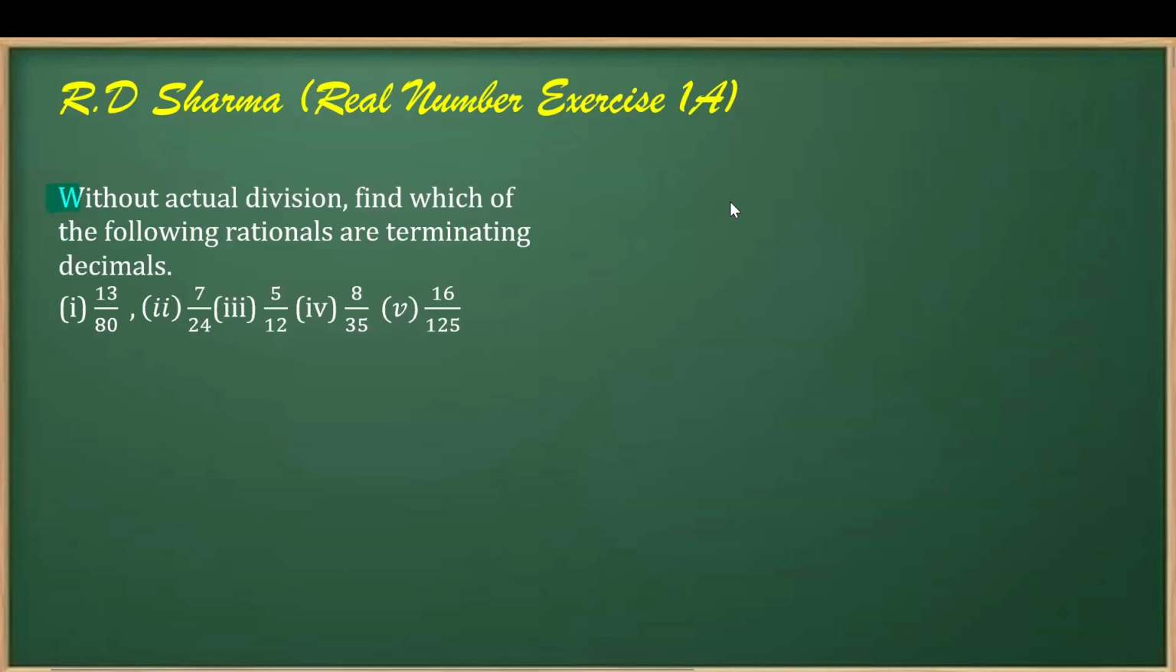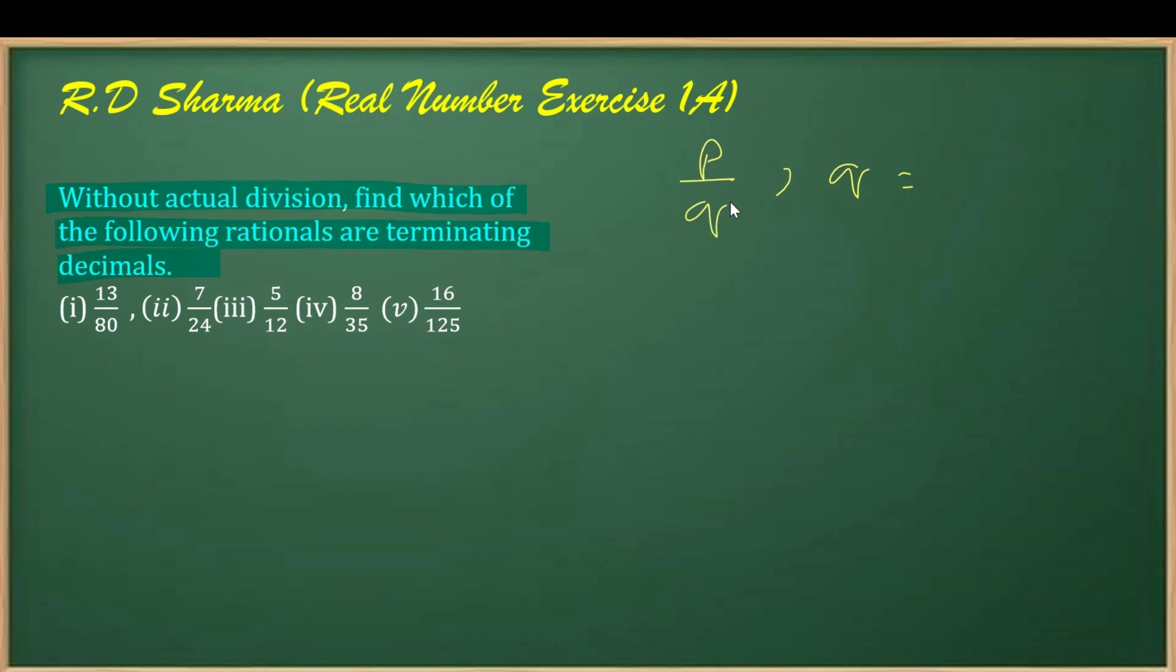Now, in the next question, it says, without actual division, find the following rational numbers as terminating decimal expansion. So first thing that we have to do without actual division is to write this number in the form of P by Q such that P and Q have no common factor. That means they have to be co-prime. By that, I mean to say that if it can be reduced, reduce P and Q to write it in the simplest form. And then find the prime factorization of the denominator, that is Q.